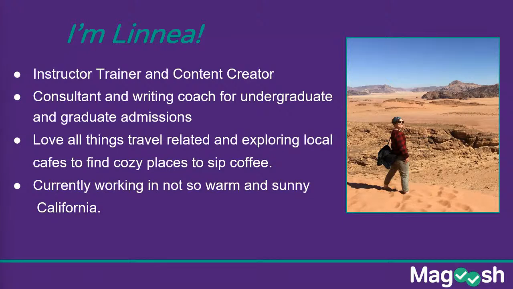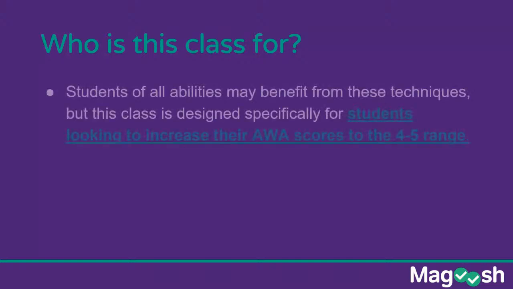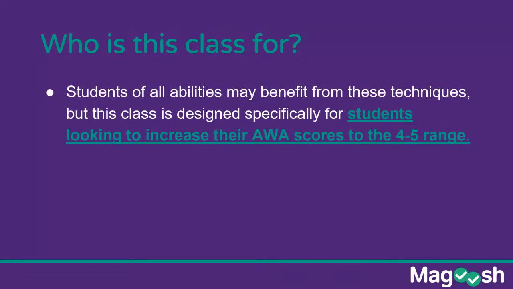Okay, so here is how we're going to go through evaluating and improving the AWA argument essay. First things first, who is this class for? Well, really, it's for students of all abilities. Anyone can benefit from these techniques, but this class is specifically designed for students looking to increase their AWA scores to the 4 to 5 range.